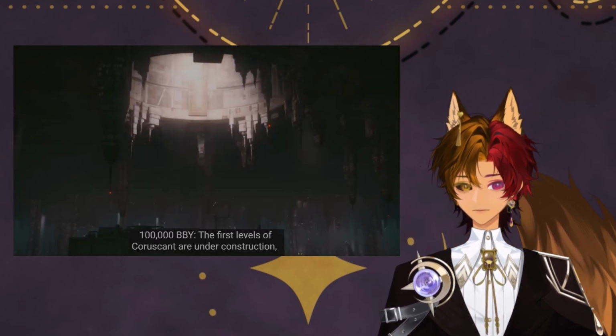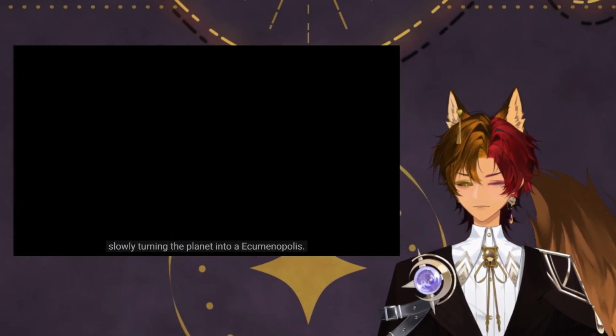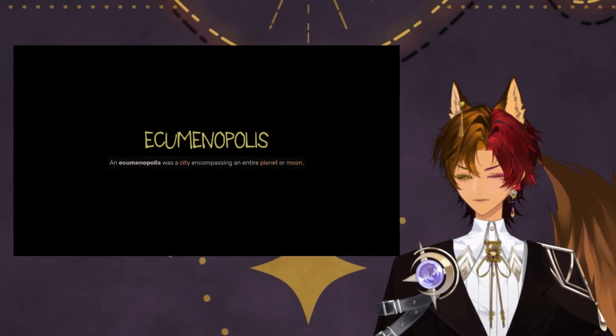The first levels of Coruscant are under construction, slowly turning the planet into an ecumenopolis, a city encompassing an entire planet or moon.